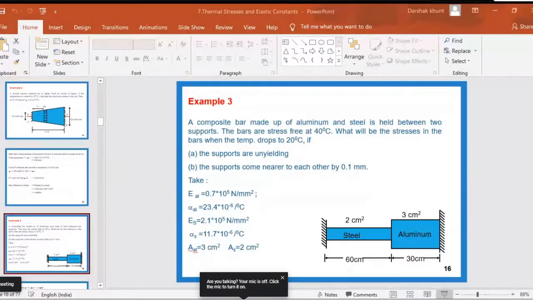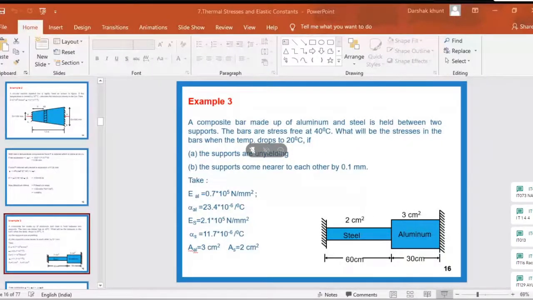Okay. Young's modulus is given for the aluminum section as 0.7 into 10 raised to 5, and the thermal coefficient is given as 23.4 into 10 raised to minus 6 per degree Celsius, and the steel section is also given. The area of the aluminum section and the area of the steel section are given as 2 centimeters square and 3 centimeters square. Okay, so this is our problem. We have to find out the stresses.